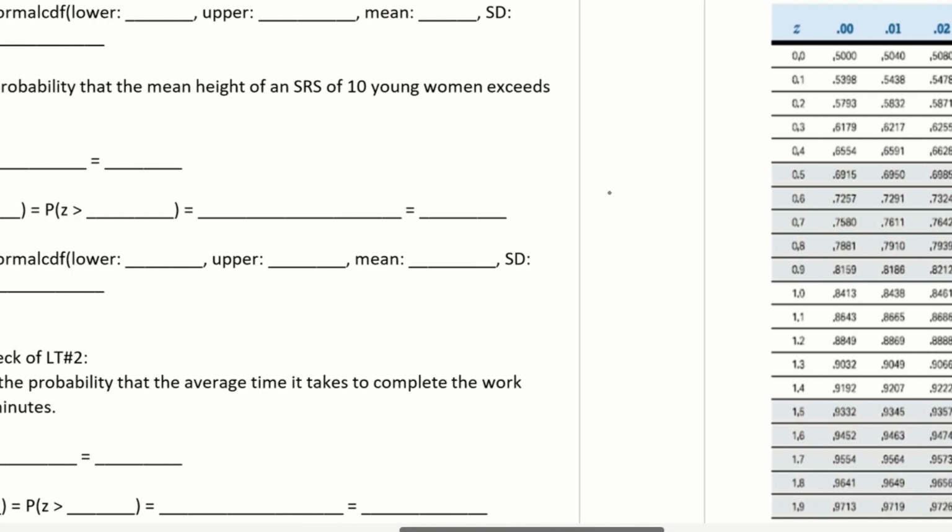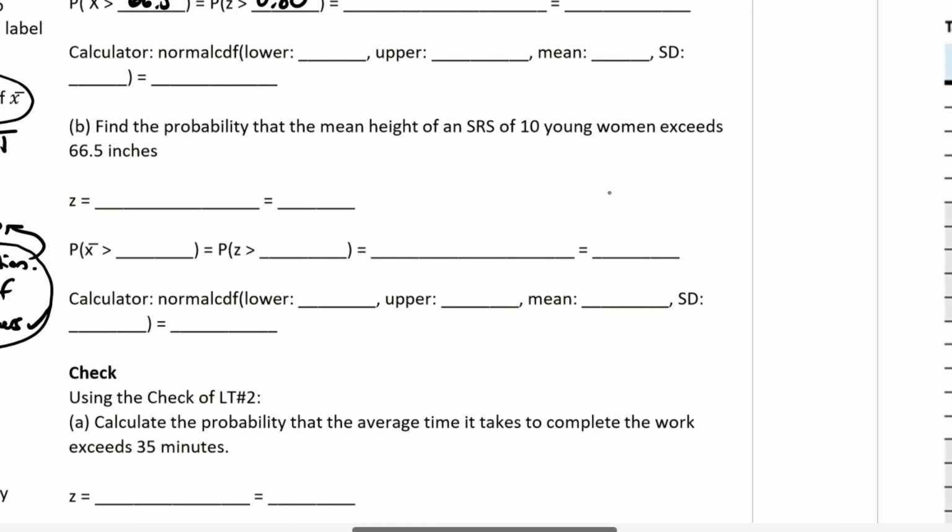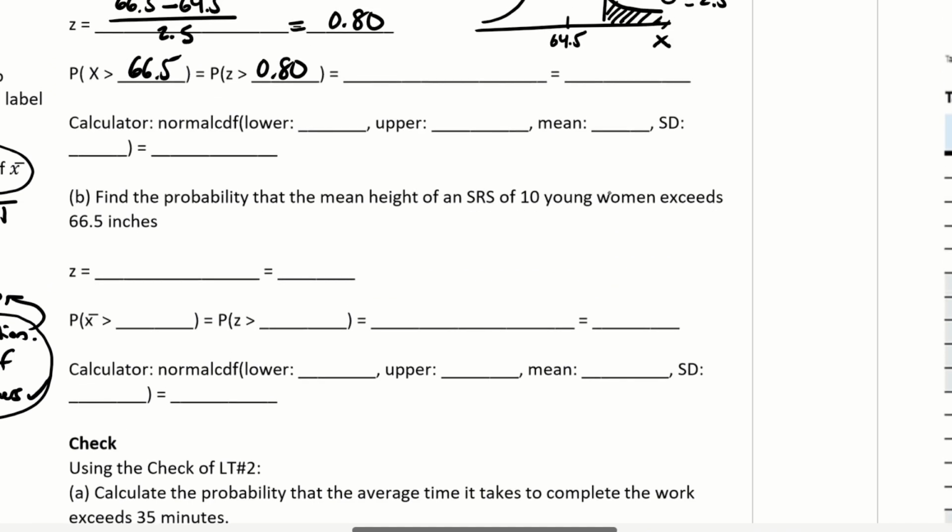So we're going to use that. Okay, so 0.7881 is the area to the left, so I've got to subtract that from 1. And that gives me 0.2119. And there you go. That's the area that we wanted to look for.